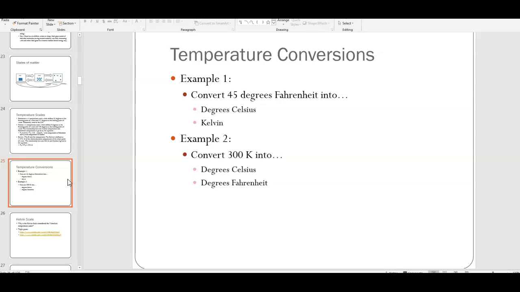So let's do some basic temperature conversions. Example 1, convert 45 degrees Fahrenheit into degrees Celsius and Kelvin. By the way, you don't typically say degrees Kelvin, you just say Kelvin.